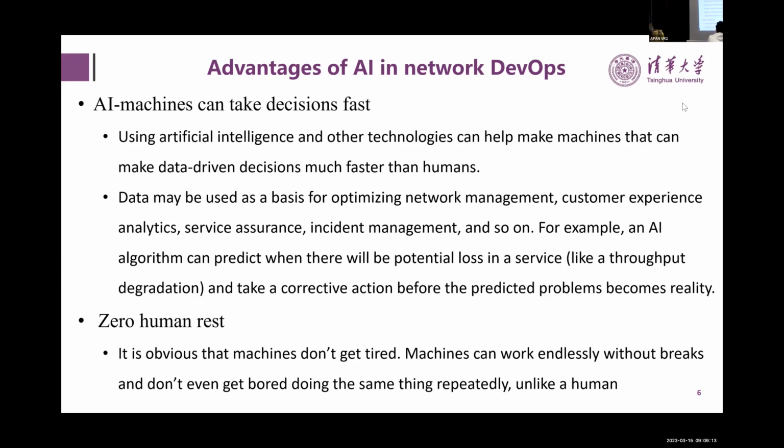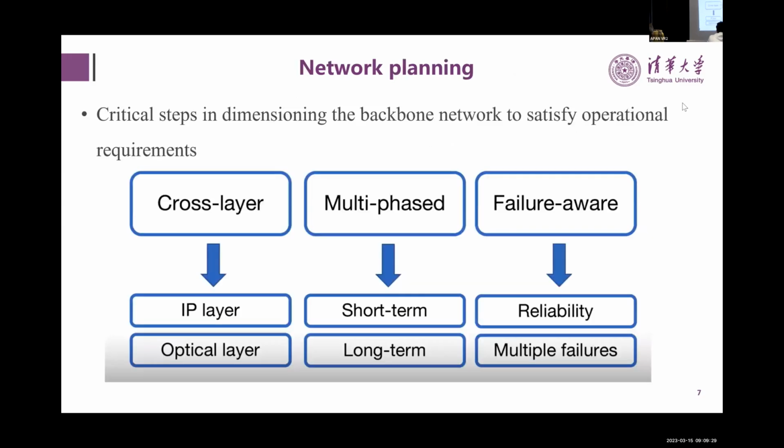The second is that AI needs zero human rest. It is obvious that machines don't get tired. Machines can work endlessly without breaks and don't even get bored doing the same thing repeatedly, like a human. Now I will introduce some practice with AI to optimize the network. The first is that we can use AI on network planning.